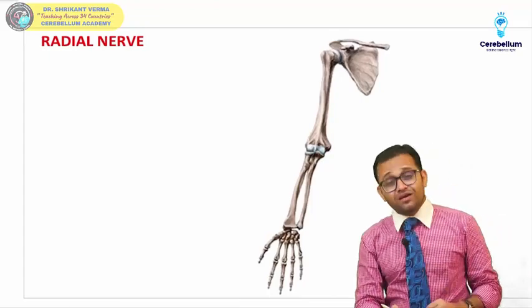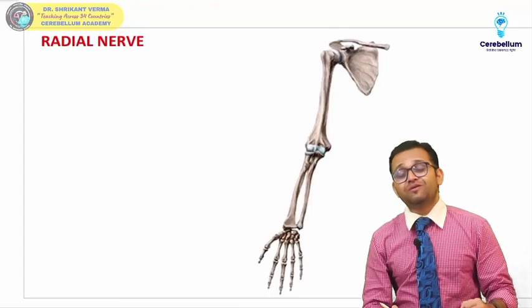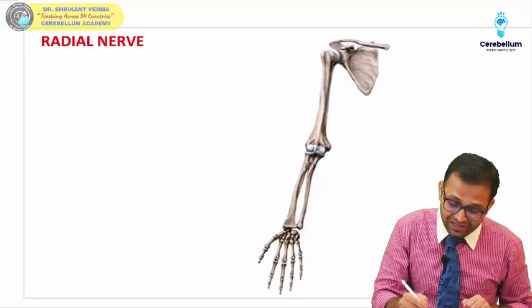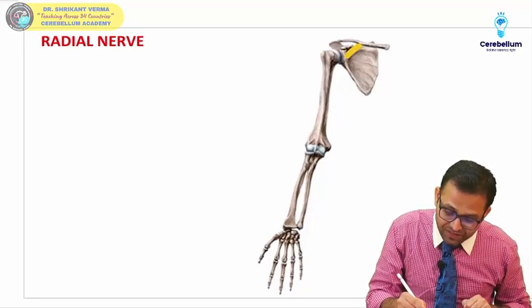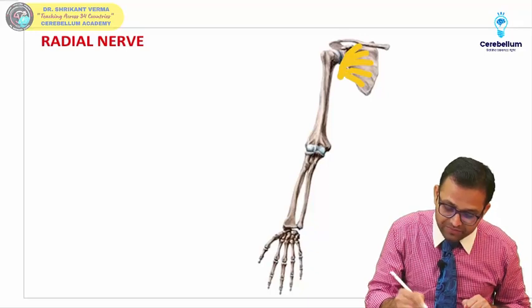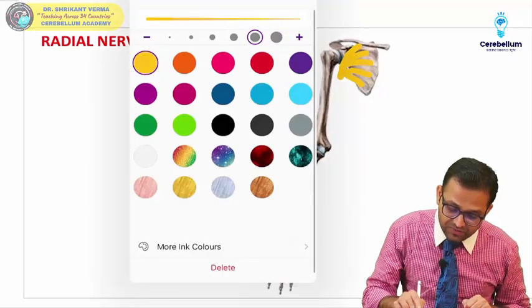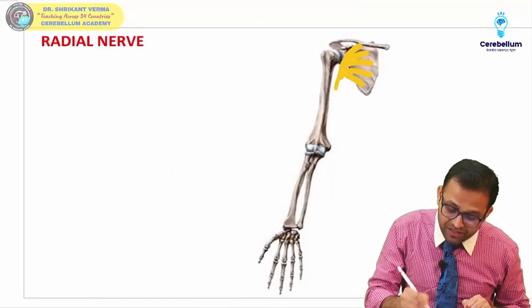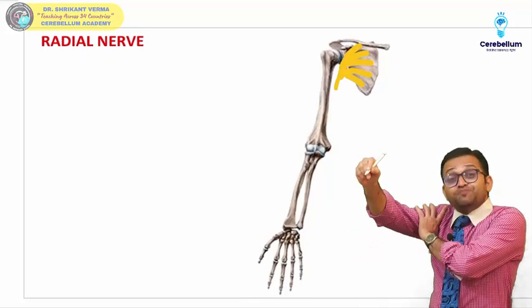Next important nerve, radial nerve, the thickest nerve of the brachial plexus. Yes, radial nerve is formed by C5, C6, C7, C8, T1. All the roots are contributing. Now, this nerve is running through the spaces of the arm.